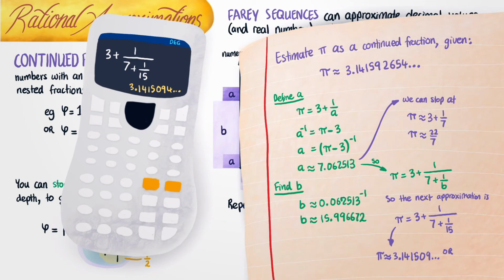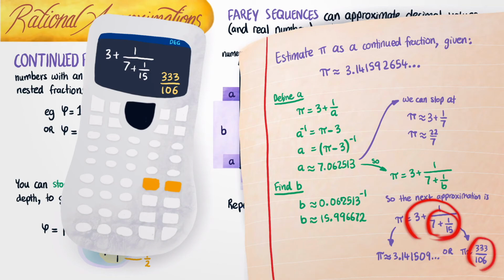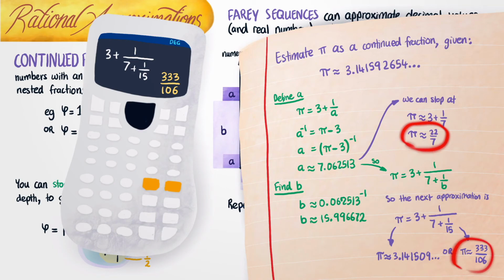But we can also ask the calculator to convert this into a fraction as well. So if we were to simplify this whole fraction, we would get 333 over 106. Now our first approximation was 22 over 7, and this approximation is 333 over 106. Nothing really stops us from continuing this. We could go ahead and add another 1 on C at the bottom there, and we could continue as long as we like.